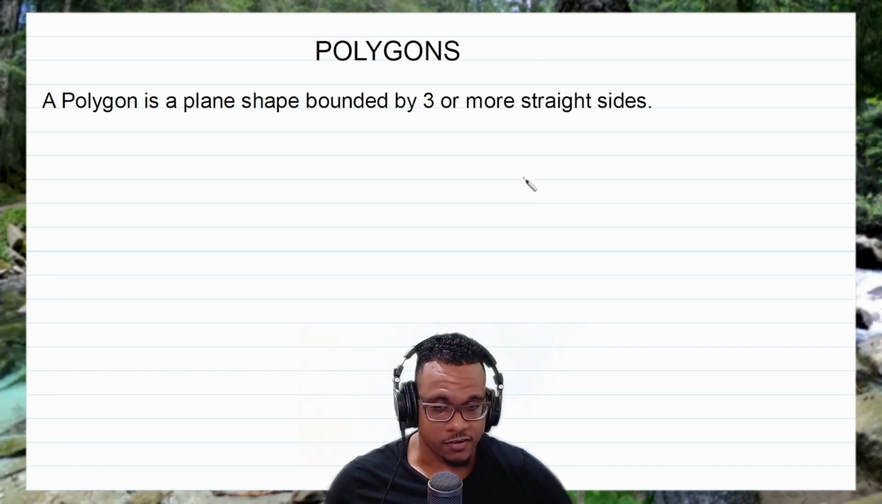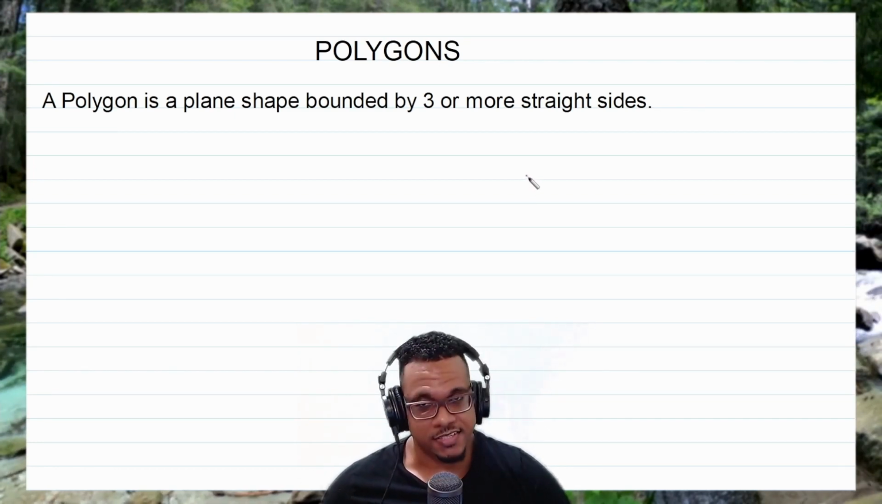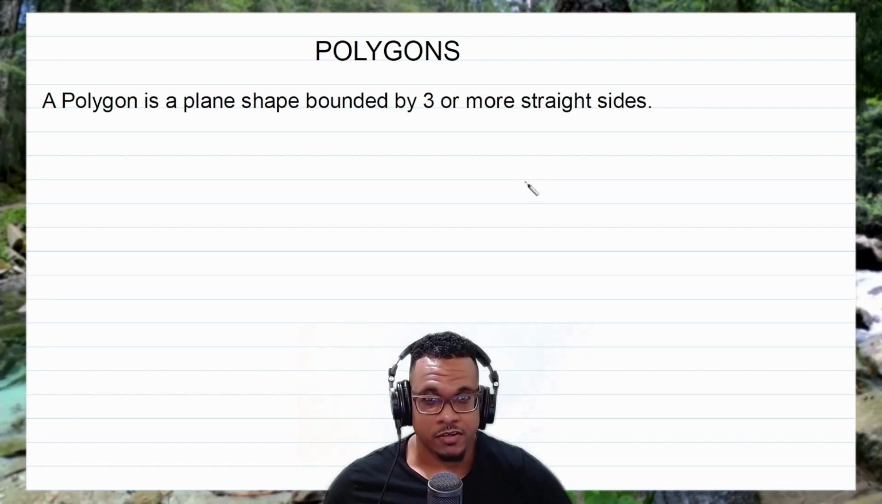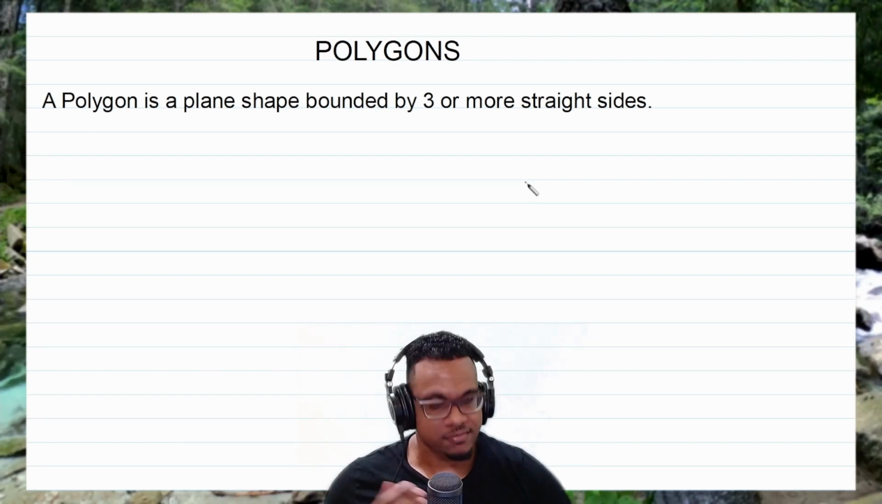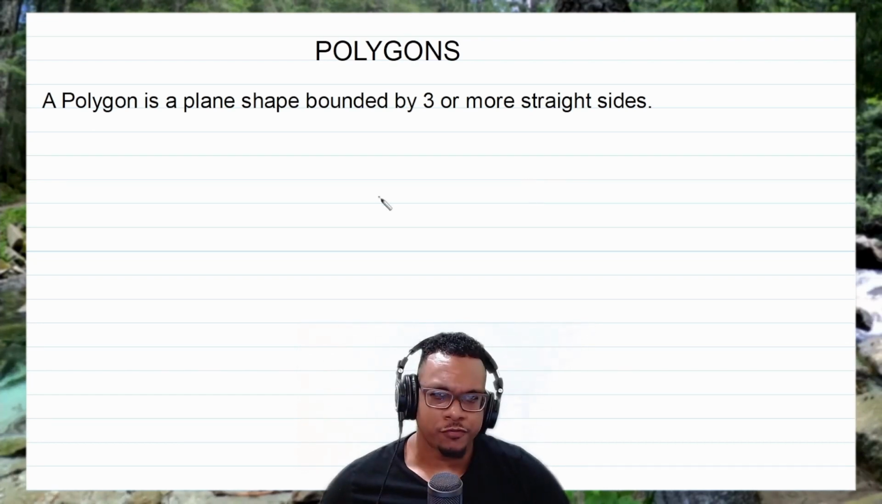Then you'll have a pentagon, which is a 5-sided shape, a hexagon, which is a 6-sided shape, a heptagon, which has 7 sides, an octagon, which has 8 sides, a nonagon, which has 9 sides, a decagon, which has 10 sides, and so on. Now, the focus of this video is about the interior angles and exterior angles of polygons.